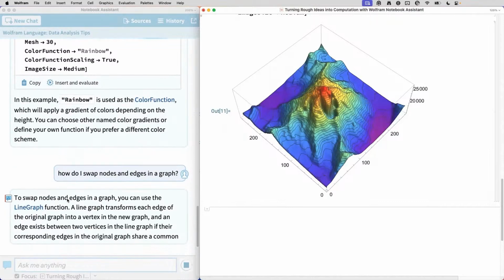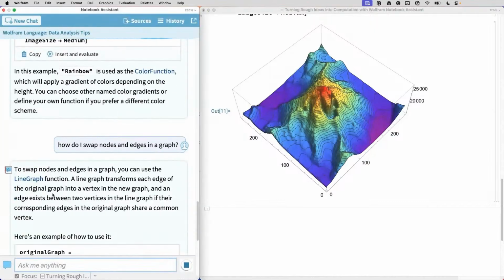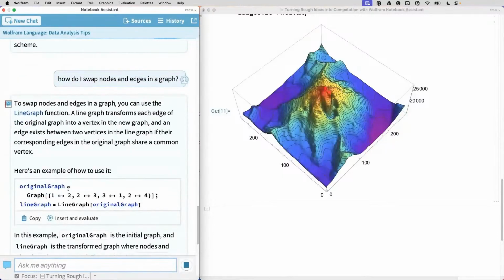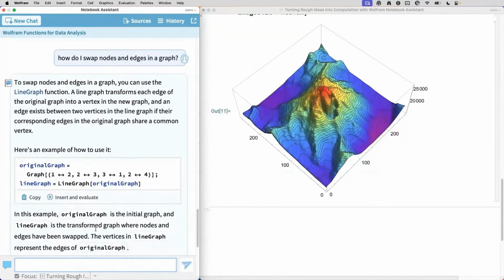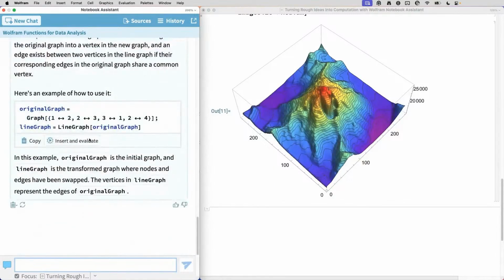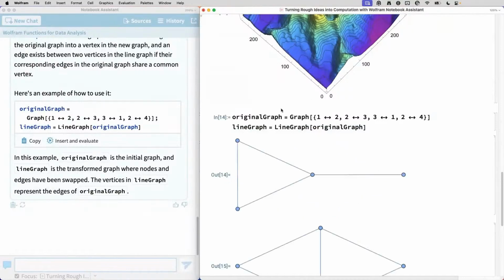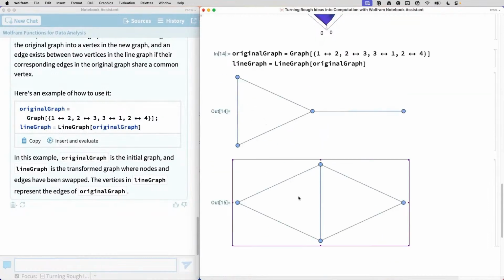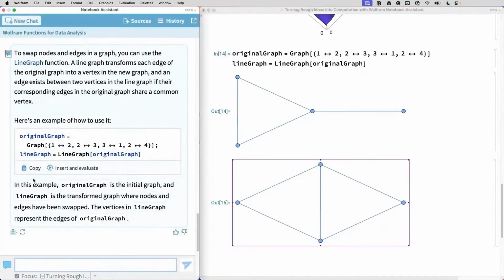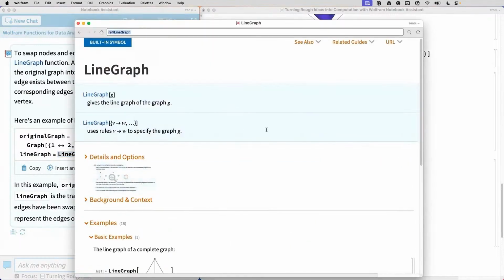Okay, so it suggests using the line graph function, and then it comes up with some example code. So suppose we have this original graph, we can then swap the nodes and edges by using this. And if we click on here, let's go ahead and not suppress. A semicolon suppresses output, so we're going to leave the original output of the original graph. We're going to see that this is the original graph, and this is the graph with the nodes and edges swapped. So now not only do we get a result, but again, we can see an explanation for what the code is doing, and we get to learn about the function line graph. And again, if we click that, it pulls the documentation right up.